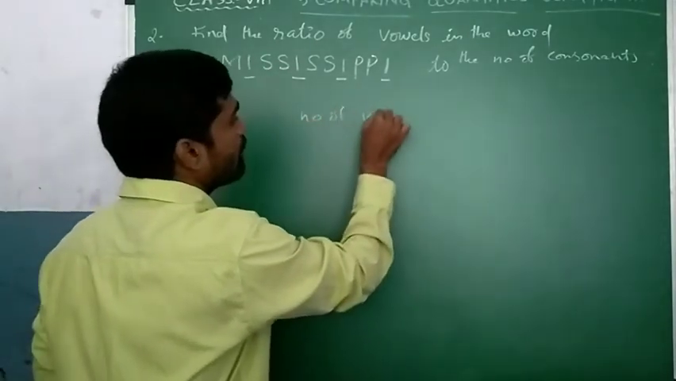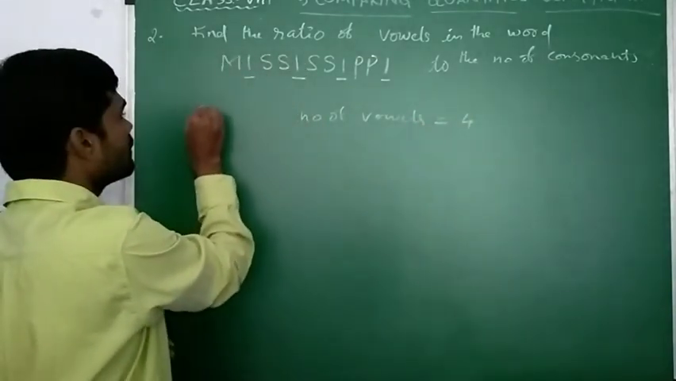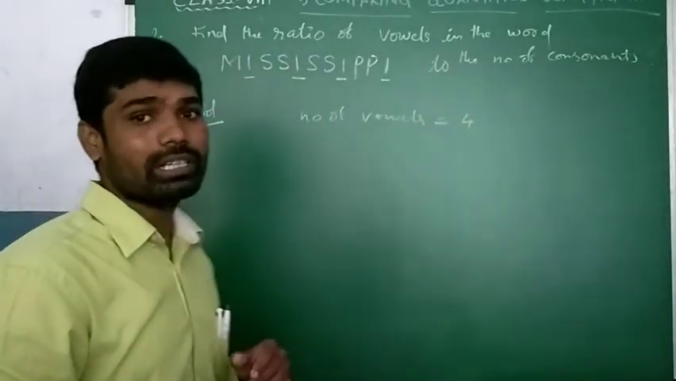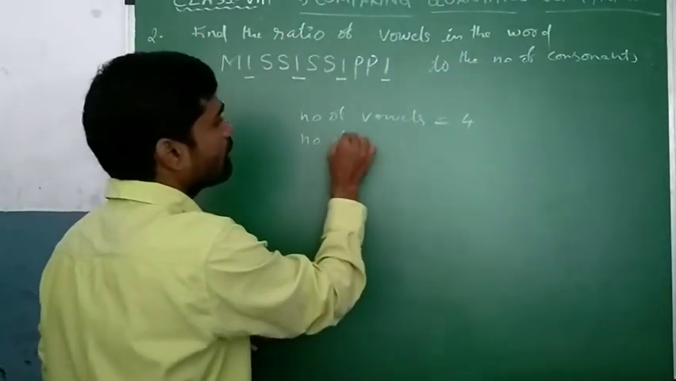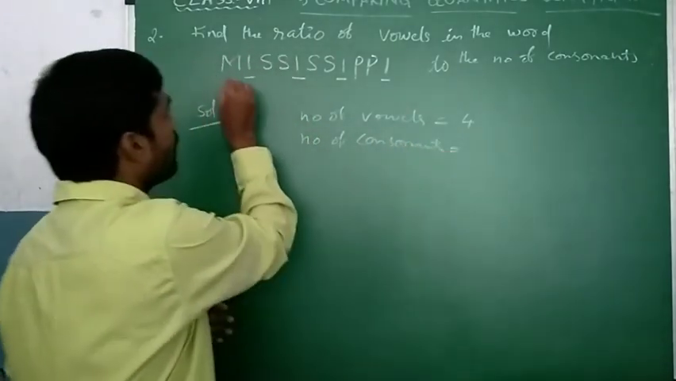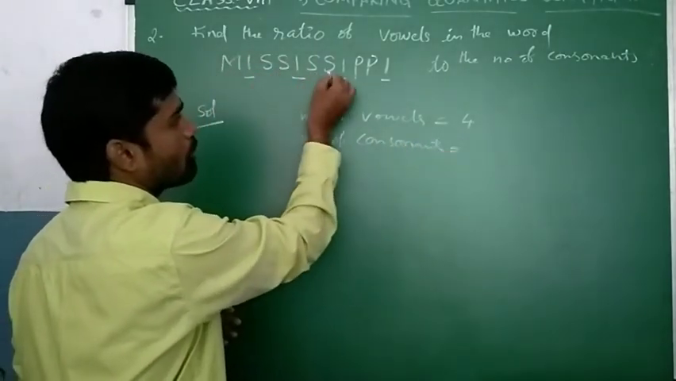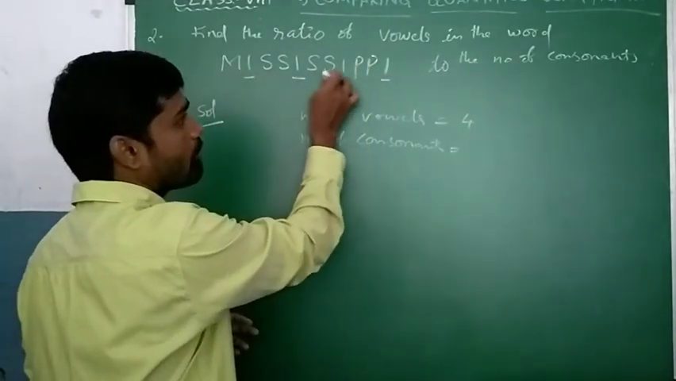Number of vowels is equal to 4, and let us count the remaining. What are the remaining? Consonants. So how many consonants are there? Number of consonants here: 1, 2, 3, 4, 5, 6, 7.